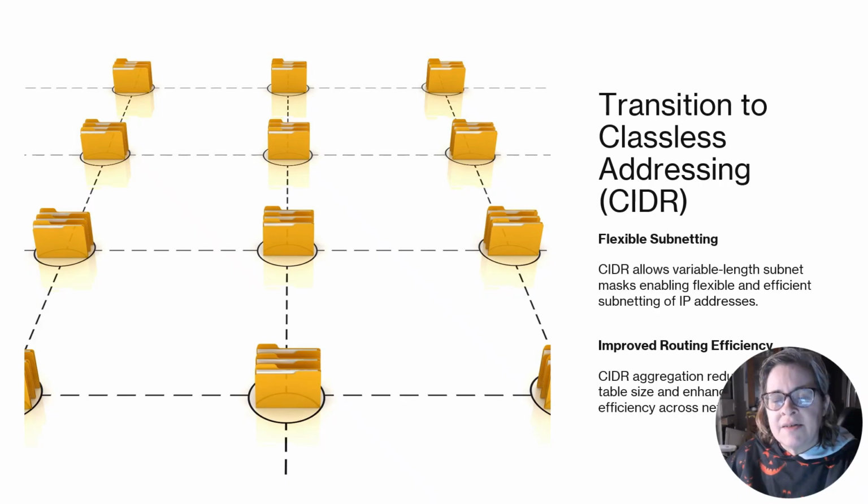CIDR, or classless addressing, introduces flexible subnetting and aggregation by allowing variable length subnet masks, improving address utilization and routing efficiency. Now, this is for IPv4. I don't think you need to use CIDR for IPv6.